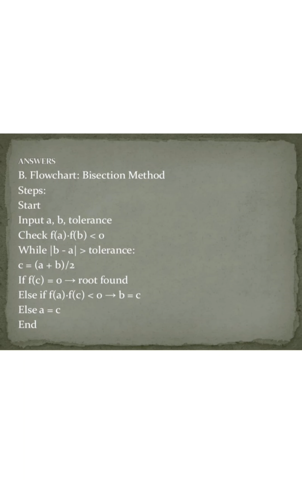Answer of B. Flowchart, bisection method. Steps: start, input a, b, tolerance, check f(a)·f(b) < 0. While |b − a| is greater than tolerance, c = (a + b)/2. If f(c) = 0, root found; else if f(a)·f(c) < 0, b = c, else a = c. And end.